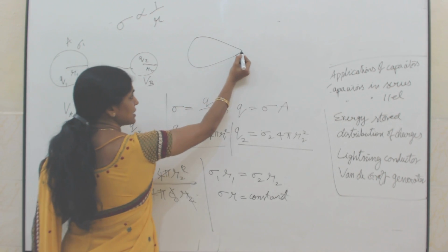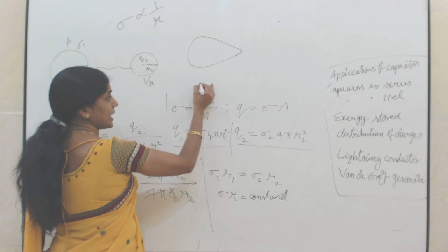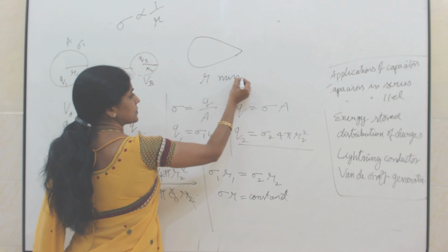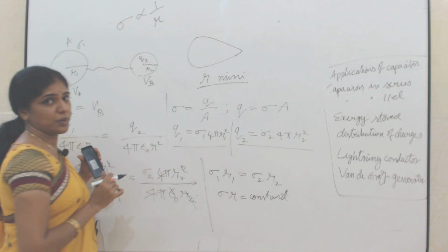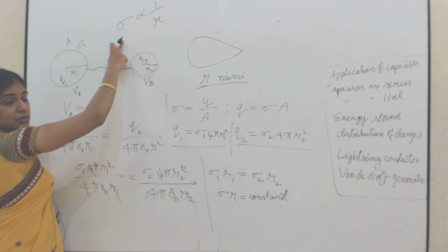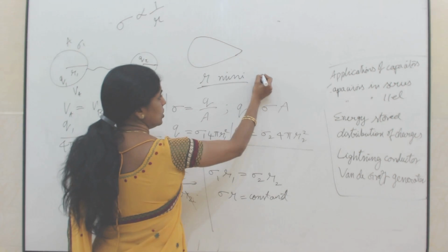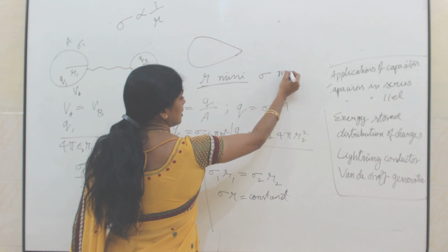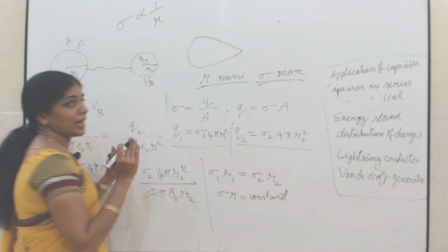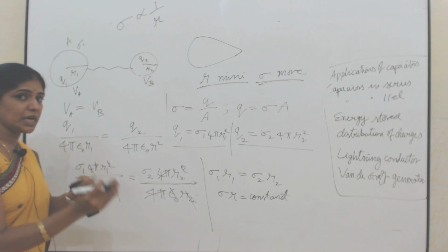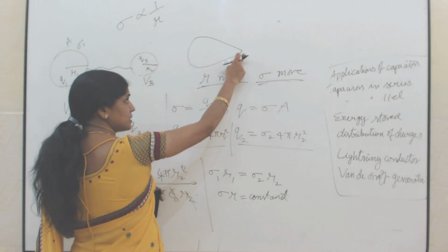What happens to the radius at this point? At the sharp end, the radius is minimum. So, if the radius is minimum, what happens to the surface charge density? It will be more. So, the charges will be accumulated to a maximum value, or more number of charges will be accumulated at this sharp end.